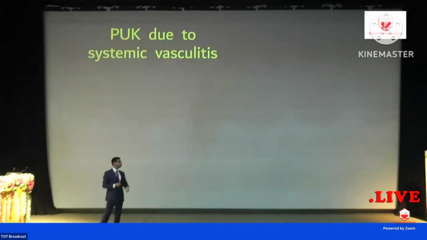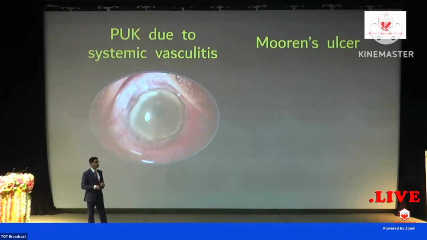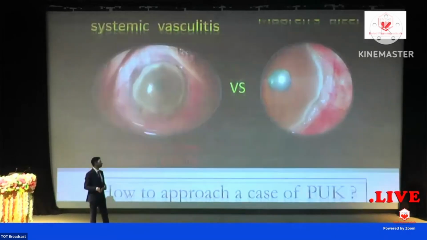Reiterating another very important fact: in case of a systemic PUK, systemic vasculitis, you will find that there is a clear zone between the limbus and the infiltrate, which is classically known as the contact lens cornea because of the peripheral guttering. On the contrary, in a Mooren's ulcer, it typically begins in the nasal or the temporal quadrants, and there is no clear zone between the limbus and the infiltrate.